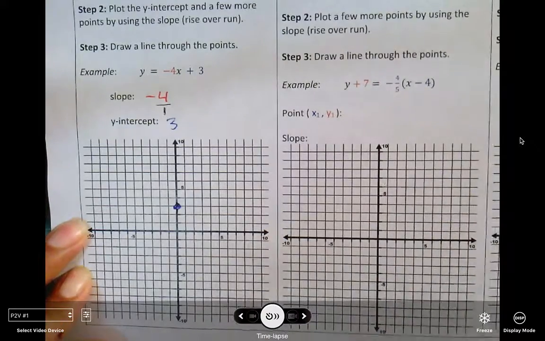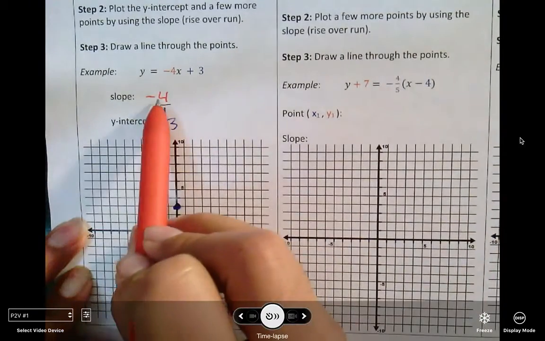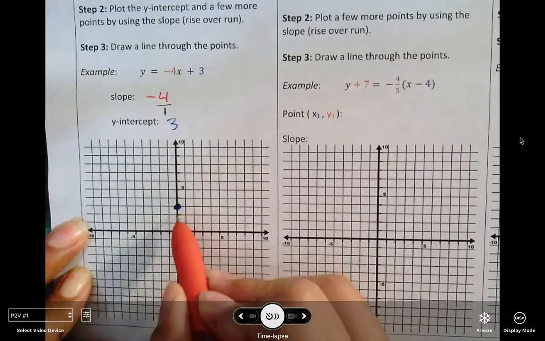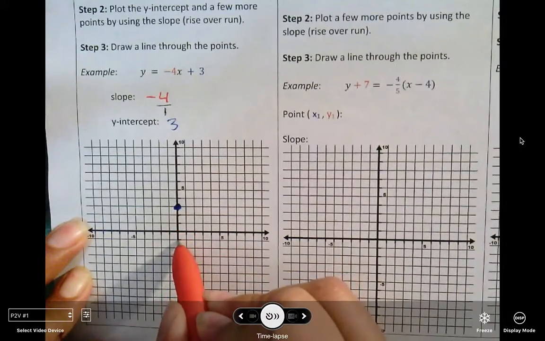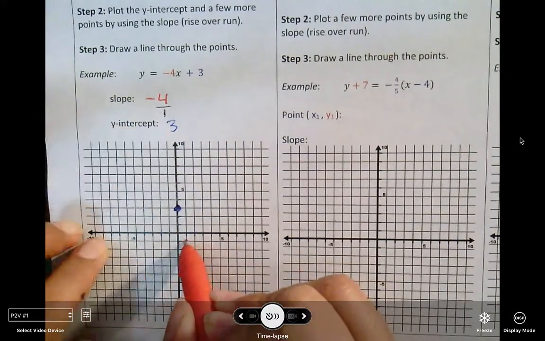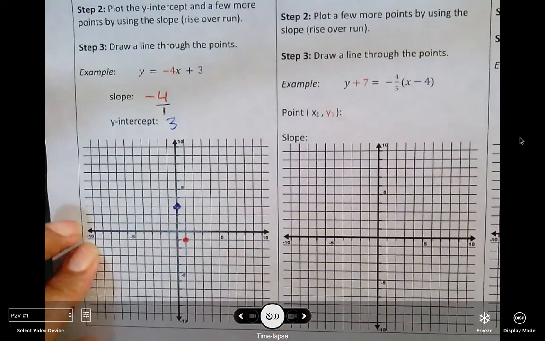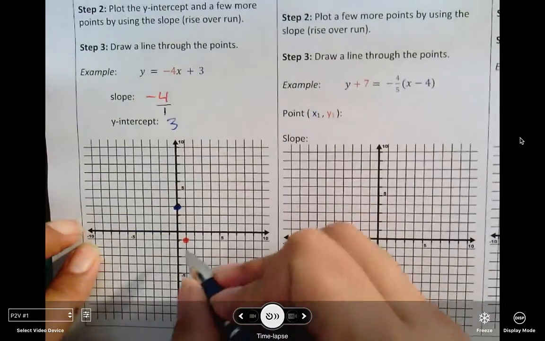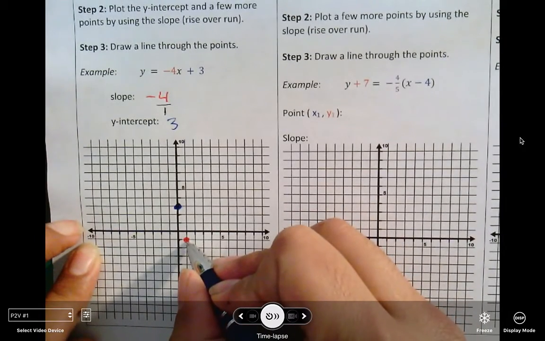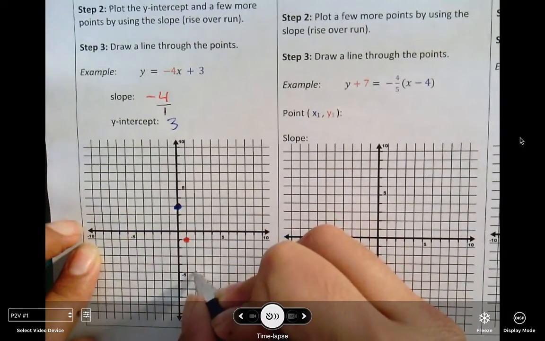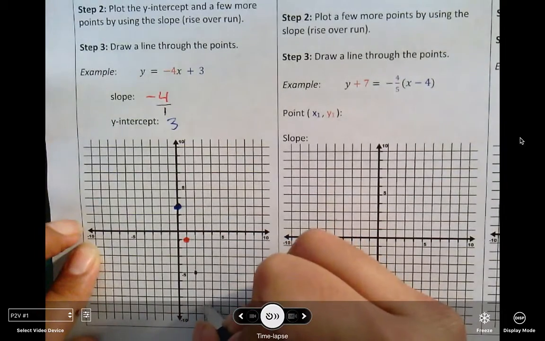From that point, we need to follow the direction of our slope. -4 means go down 4 units, 1, 2, 3, 4, and that +1 means 1 to the right. Remember, you could draw your line using a straight edge from here, or, as I've guided you, so that you don't have to use a straight edge, just continue the pattern. 1, 2, 3, 4, 1 to the right.